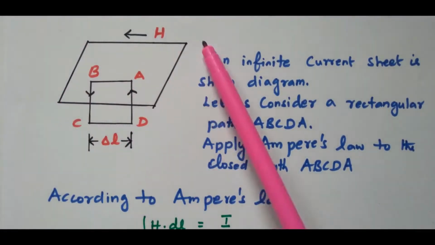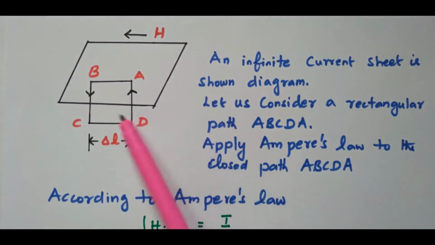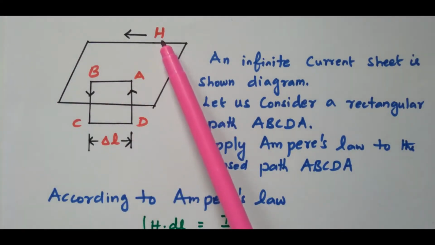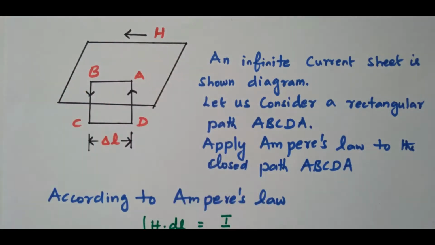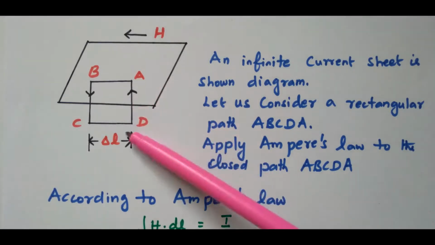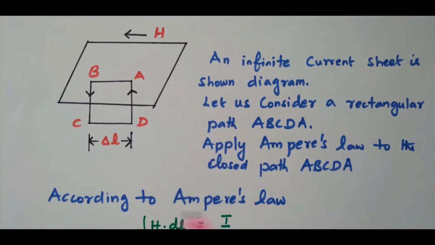So this is nothing but an infinite current sheet. The magnetic field available is H. In order to apply Ampere's law, what do we need? One closed path, A, B, C, D, A. We construct one closed path A, B, C, D, A in the infinite current sheet. The path is partly available inside and partly outside. The length of the closed loop is delta L.